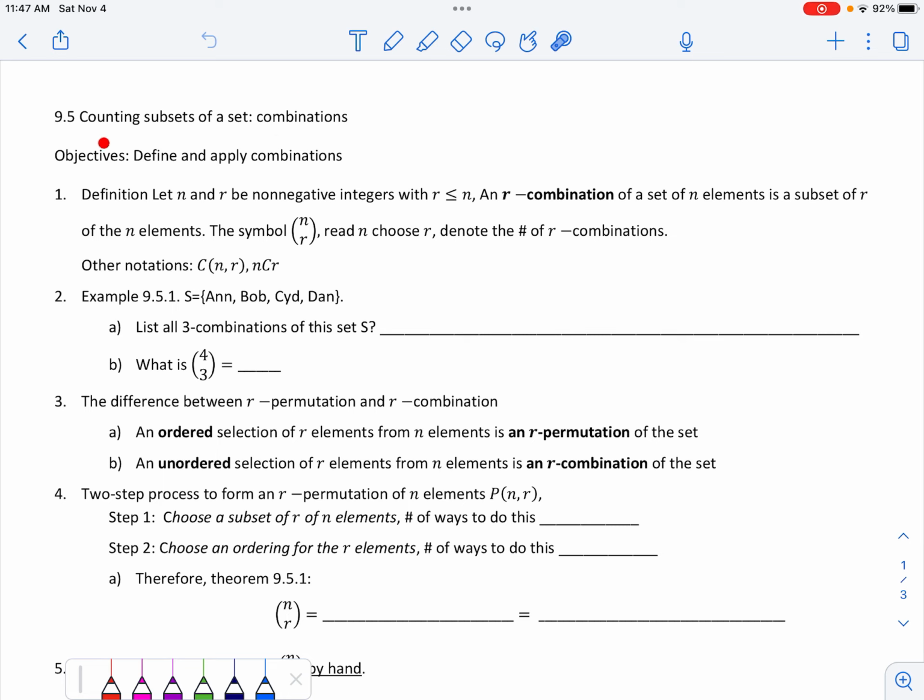We are going to talk about section 9.5, the combinations. We are going to learn how to count subsets of a set. Now, in this section, let's first introduce the combination.